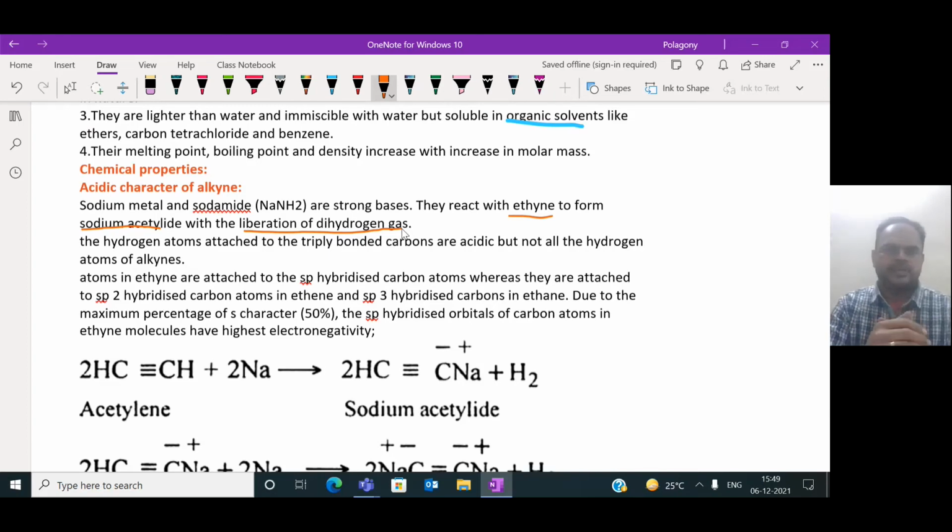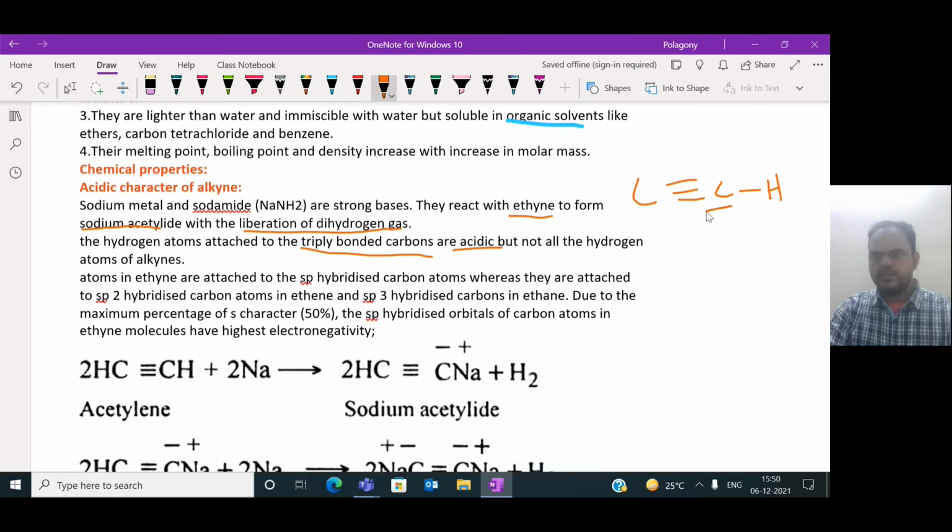liberation of hydrogen gas from the reaction with the metal is said to be the acidic character of alkynes, we say. Alkenes and alkanes do not exhibit this acidic property, only alkynes exhibit the acidic property. The hydrogen atoms attached to the triple covalent bonded carbon are acidic. If you observe, between the carbons there is a triple covalent bond, and here there is a hydrogen atom. The hydrogen atom is attached to the sp carbon.